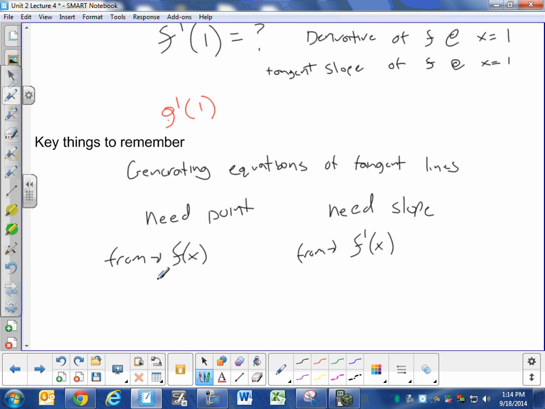Let's say I know f of 1 is 2, and I know f prime of 1 is 4. I would say my equation of my tangent line at this point 1, 2 is y minus 2 equals 4 times x minus 1. Where does this come from? This comes from y minus y1 equals m times x minus x1.